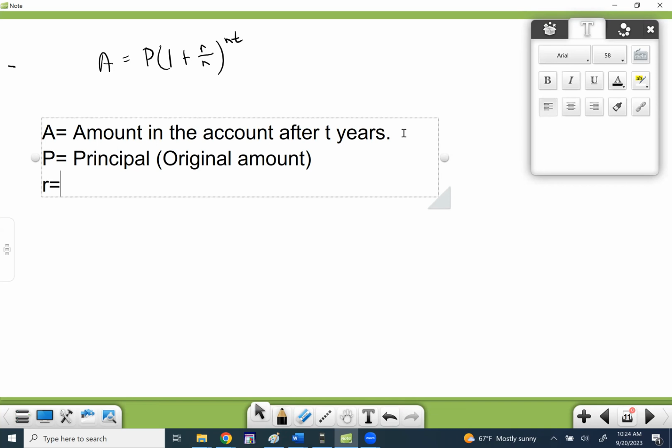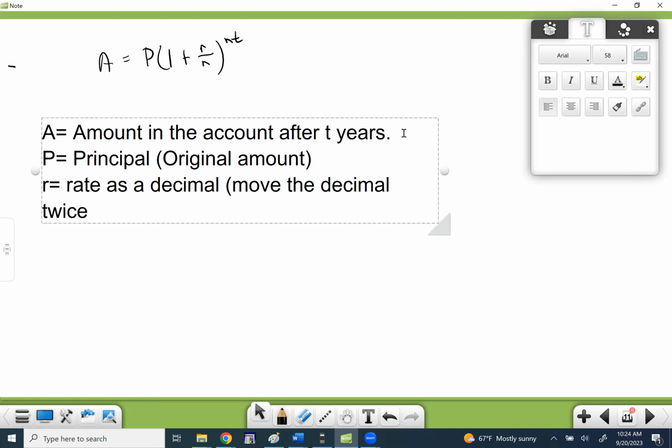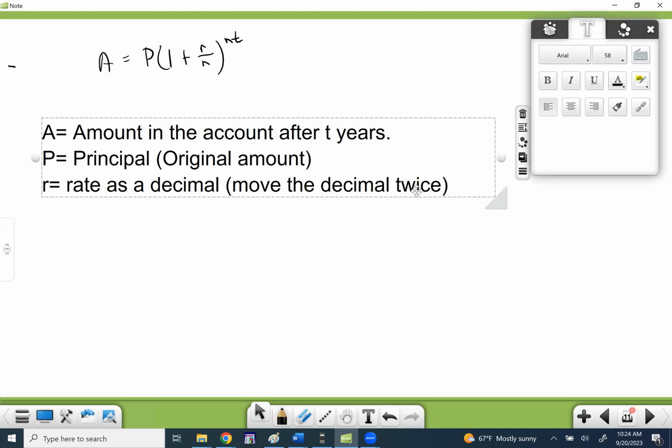R is going to be your rate as a decimal. It's always given as a percent, so make sure you convert it into a decimal. So move the decimal twice, right, to convert from a percent to a decimal. T is time in years. So this could be tricky if somebody's like, find it after 4 months. I'll have some students who will plug 4 in for the time. It's got to be in years. So if you have 4 months, that's not even 1 year. That's a third of a year. So you're always going to have to make sure you convert to time in years.